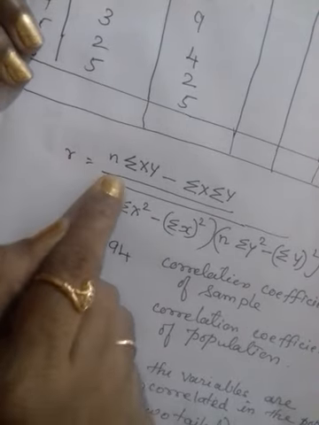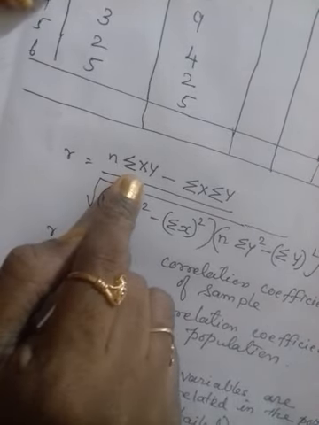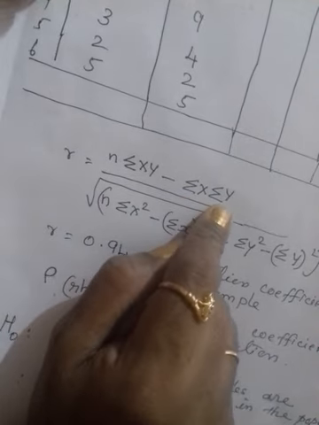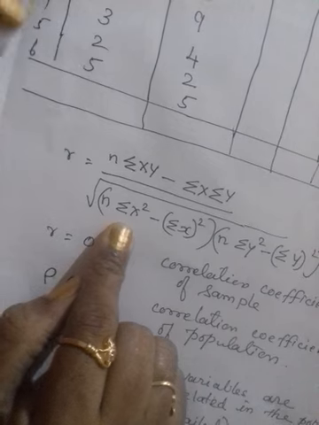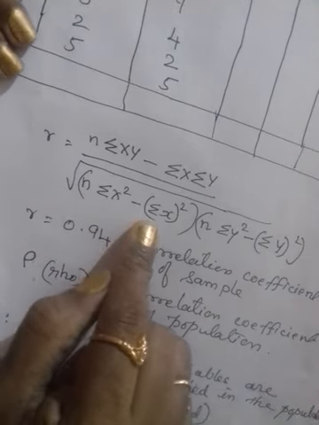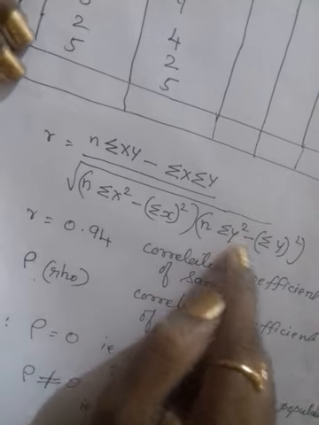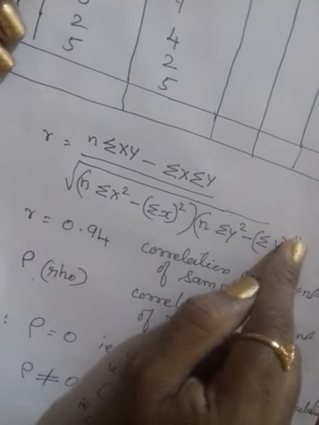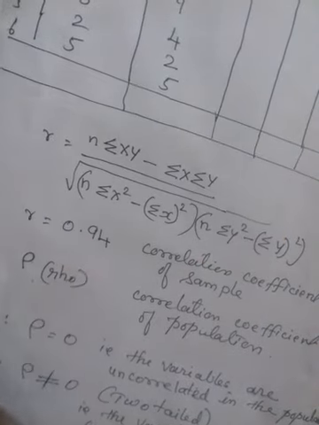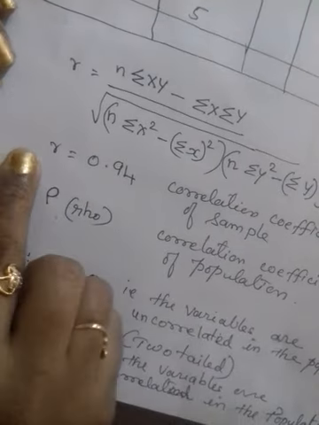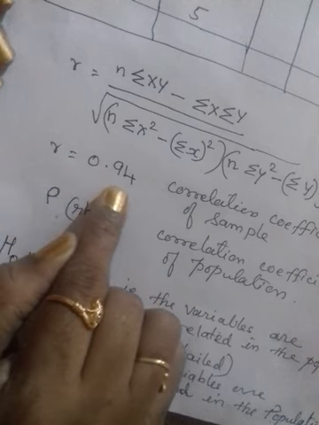R is equal to n times summation of xy minus summation of x times summation of y, divided by the whole root of n times summation x squared minus summation x the whole squared, into n times summation y squared minus summation y the whole squared. Substitute the values here and find the R value. Say for example you get approximately R is 0.94.